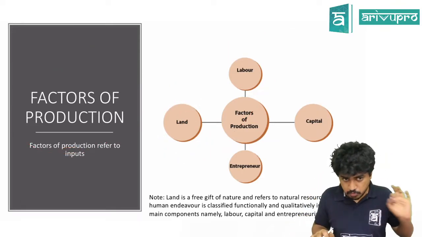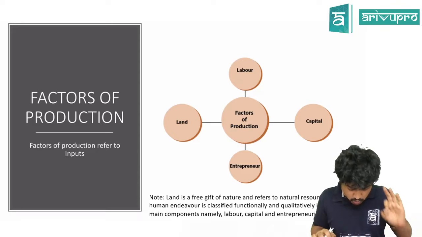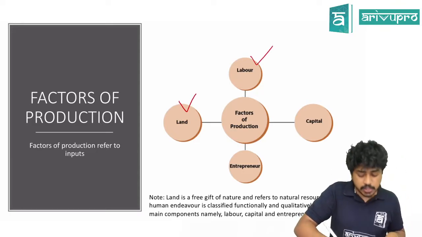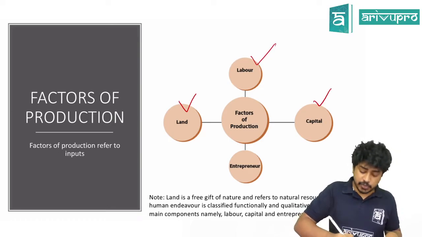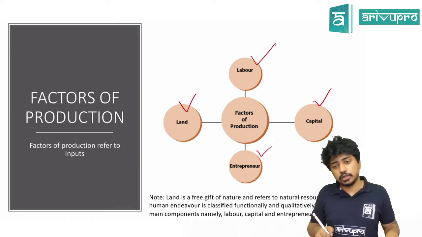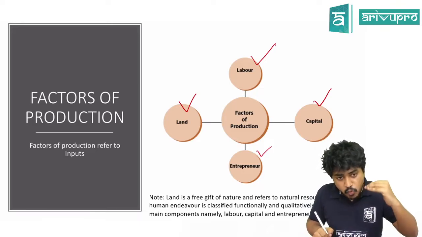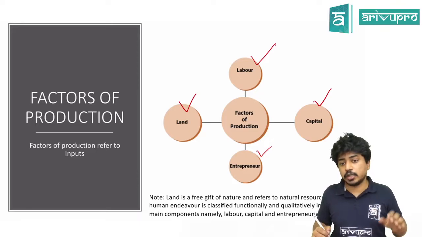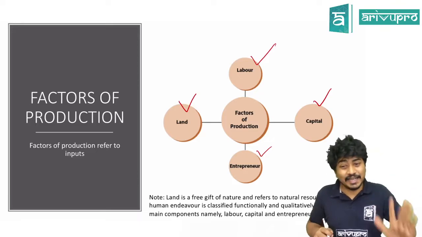The most important thing to carry is that there are four types: land, labor, capital, and entrepreneur. Now we are going to study them one by one: what is land, what is labor, what is capital, and what is entrepreneur, in detail.